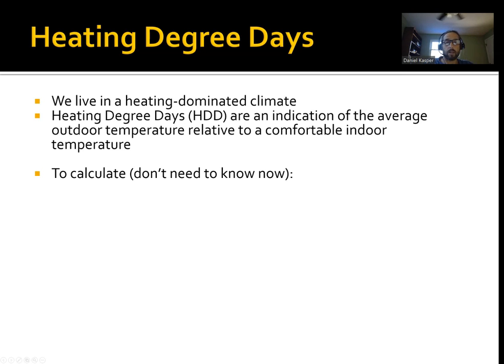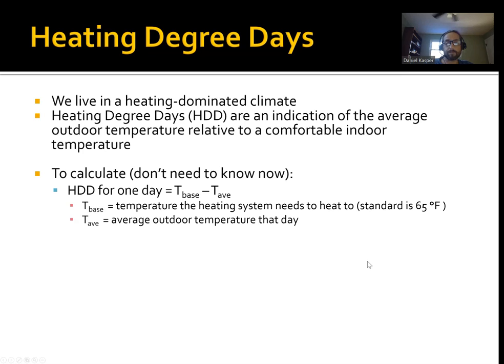Okay? Again, I'm going to go over this here just to sort of put the bug in your ear, but we are not going to calculate heating degree days yet, but we will do this later. So if you want to calculate it for one day, what you do is you take the temperature that you want to heat the house to, called the base temperature, and then you subtract that from the average outdoor temperature. So the standard base temperature, and you should jot this down, for a residential building is 65 degrees.